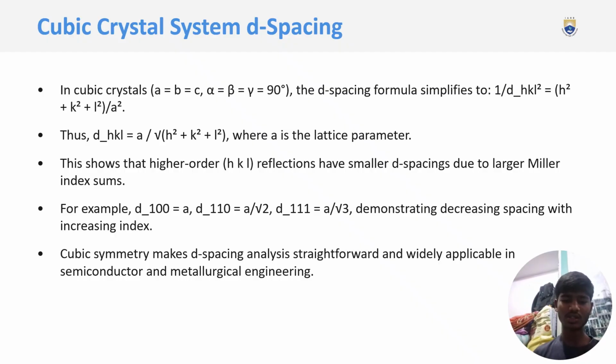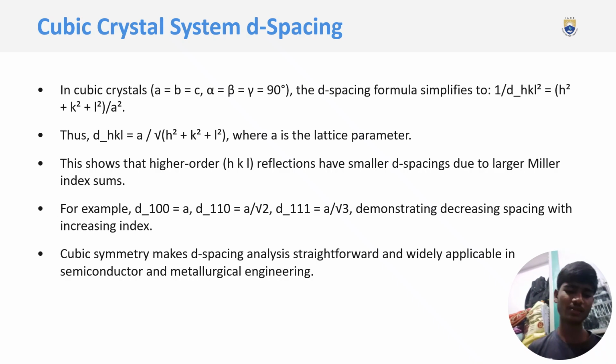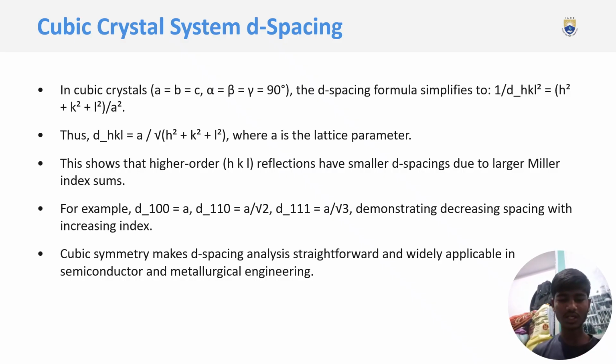It shows that the higher order HKL reflections have smaller d-spacing due to larger Miller index sums. For example, d_100 equal to a, d_110 equal to a by root 2, d_111 equal to a by root 3, demonstrating decreasing spacing with increasing index. Cubic symmetry makes d-spacing analysis straightforward and widely applicable in semiconductor and metallurgical engineering.